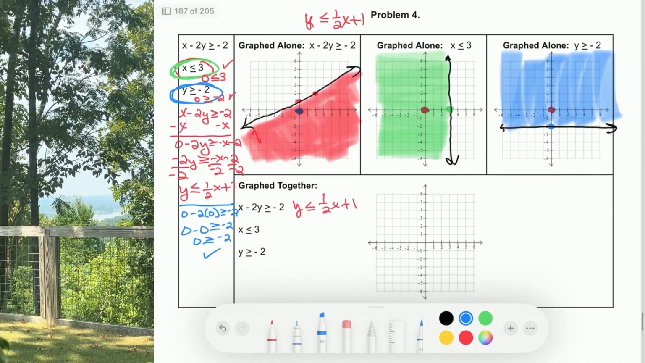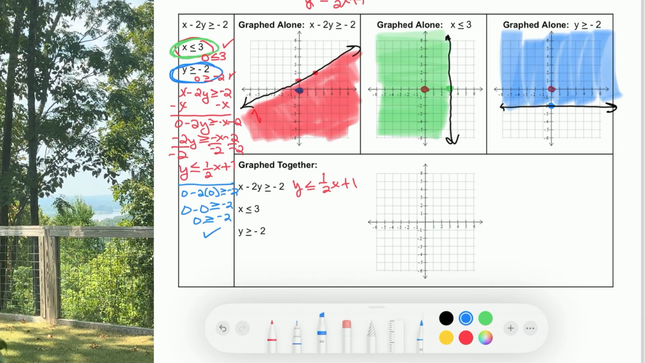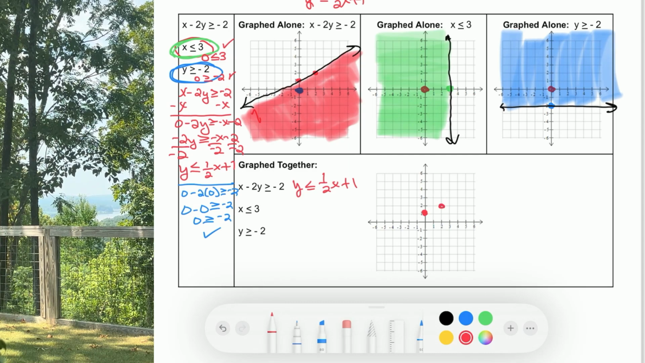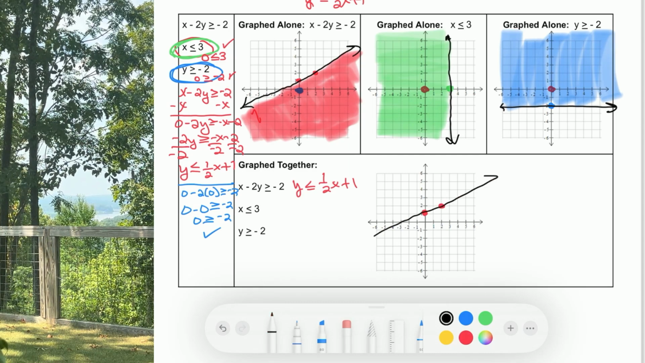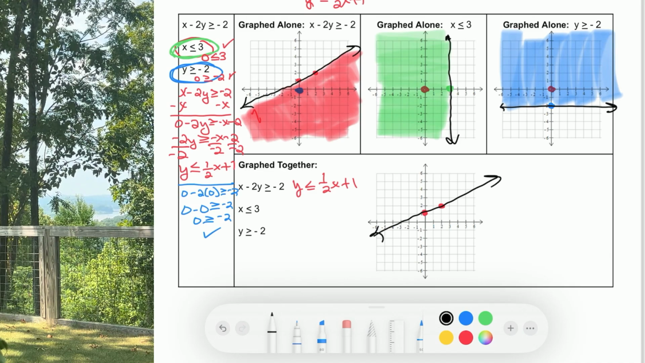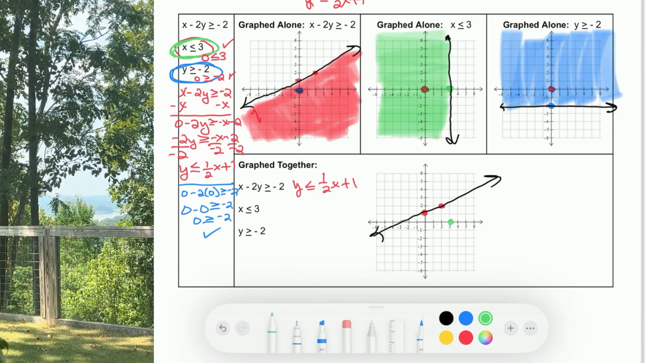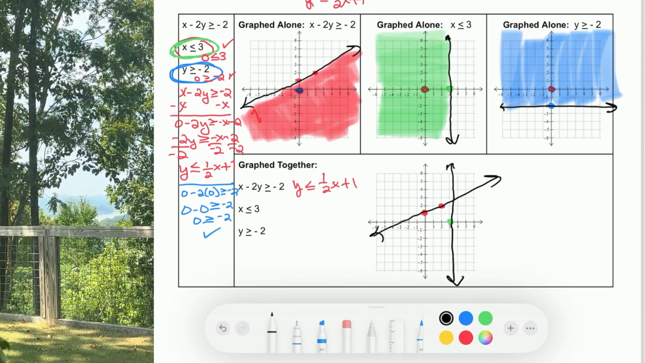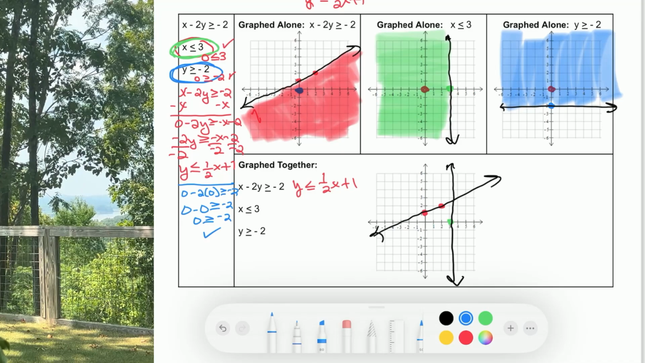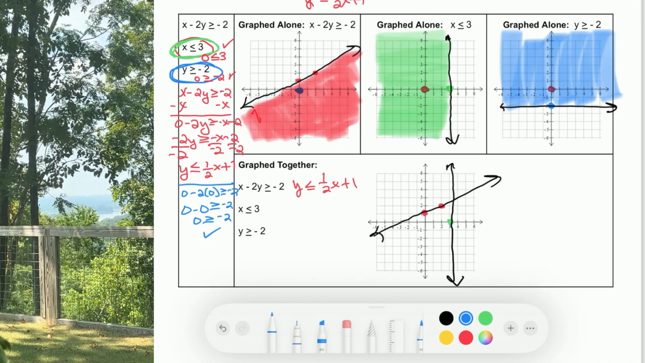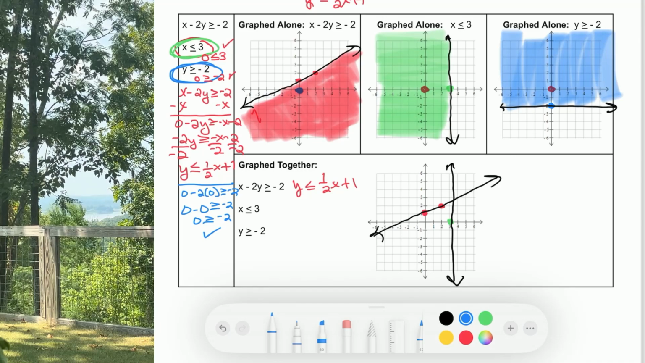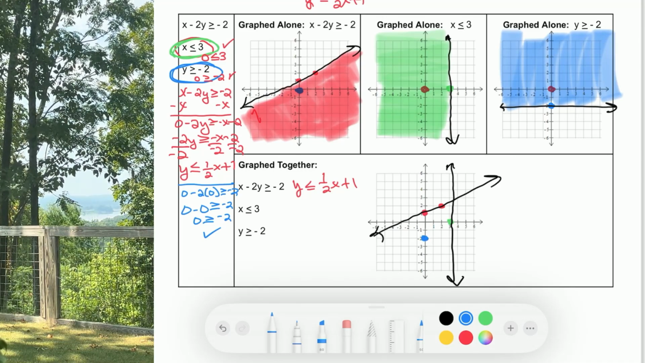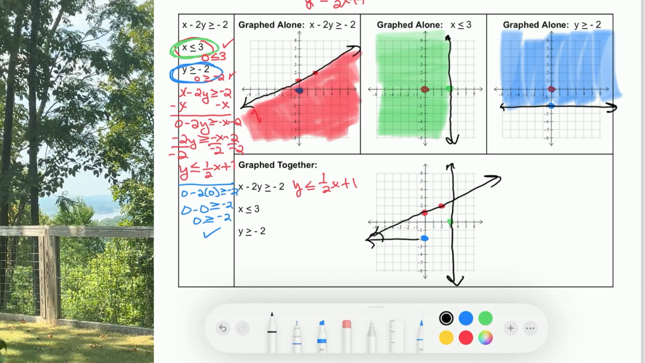All right, let's look at putting all 3 of them together. So my first one was +1, up 1 over 2, and it was a solid line. My next one was a horizontal line at 3, and it was also a solid line. And then my last one was a, excuse me, did I say horizontal line for the other one? I meant vertical if I said horizontal. That was a vertical line. My last one is the horizontal line at negative 2, and it was also a solid line.